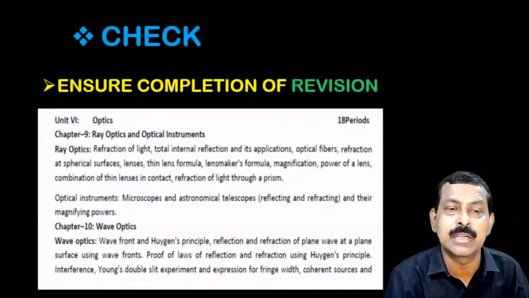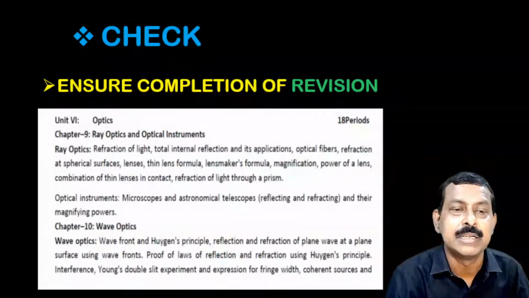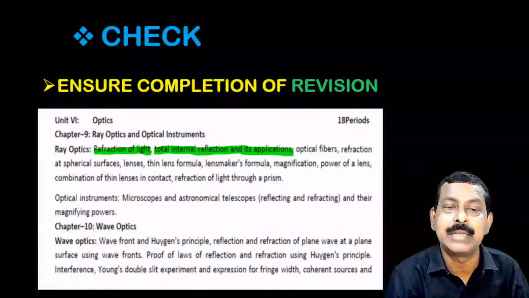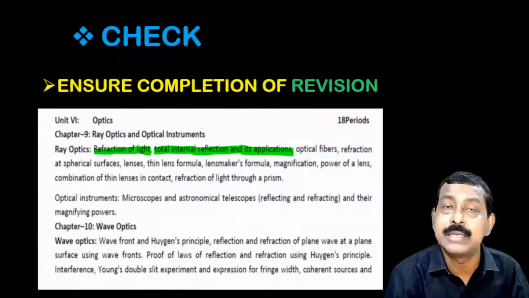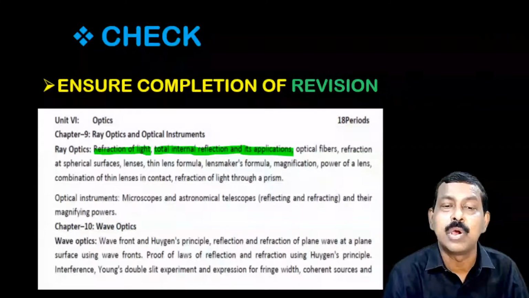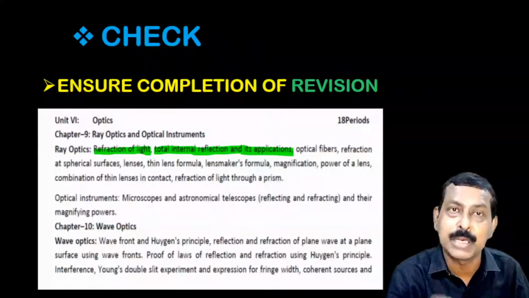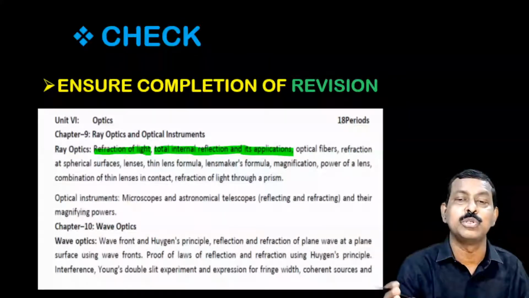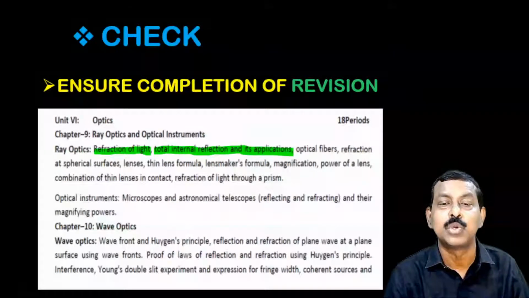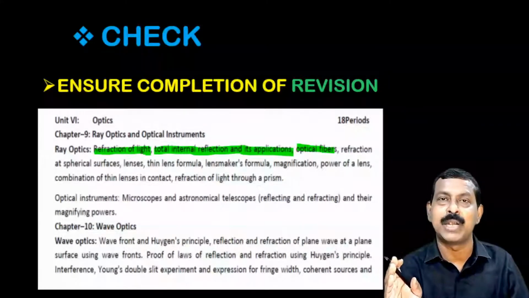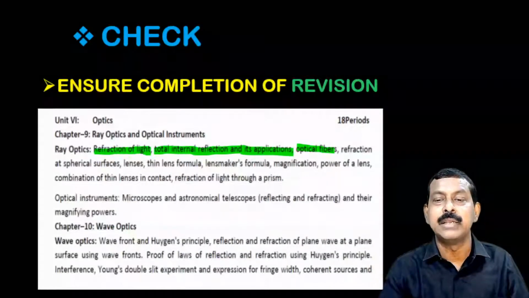Like suppose if I take optics, ray optics is there. So you just see that you have done the reflection of light. This part is there. Then it is your total internal reflection and its application. And suppose by chance you have missed optical fiber. So you will be able to go through that particular part, and you will know that you have missed out this. So just ensure that you have completed all these units and subunits and you have prepared for that particular part. So go through the entire syllabus so that nothing is missed out.